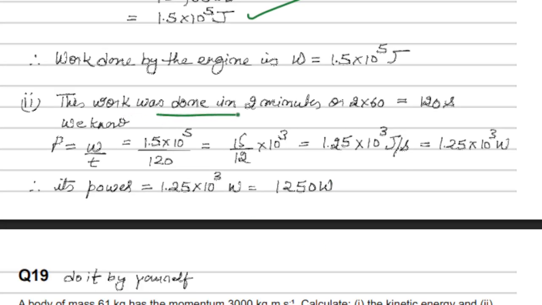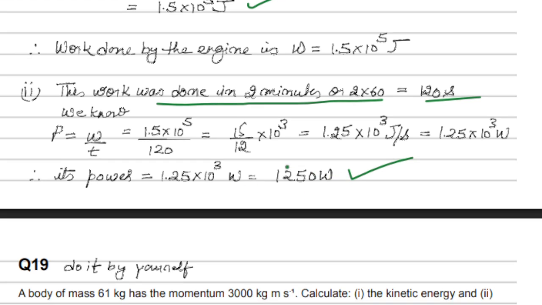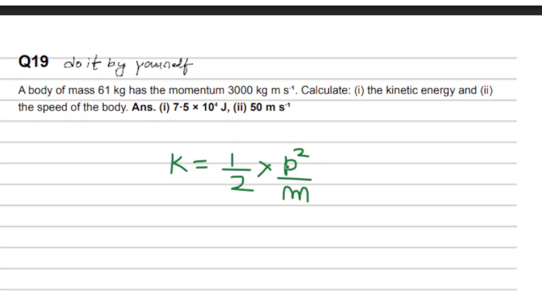Now this work was done in 2 minutes, or 2 into 60, 120 seconds. For the power, we take per second. So we have to divide the total work done by 120, and we will get 1250 watt. So that will be our answer. Let's go next. This is also a very simple question.